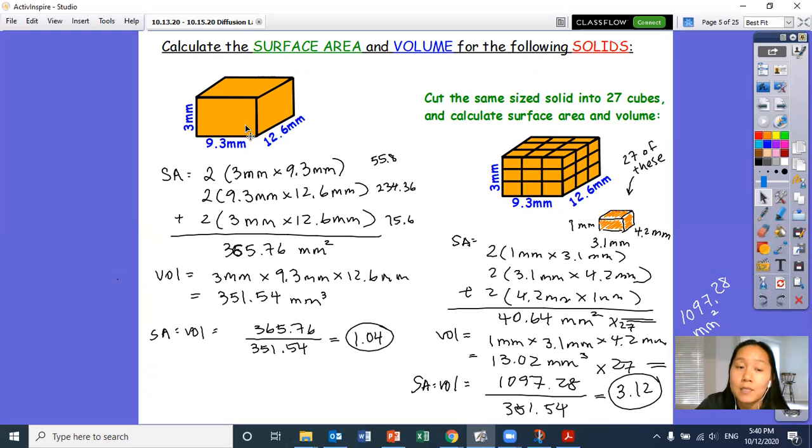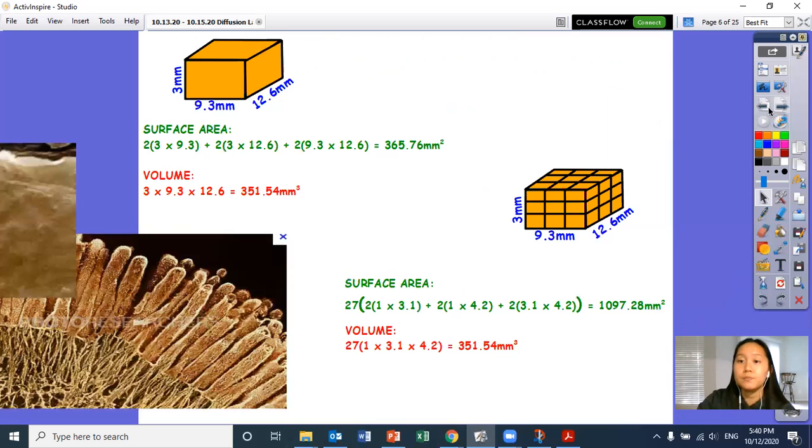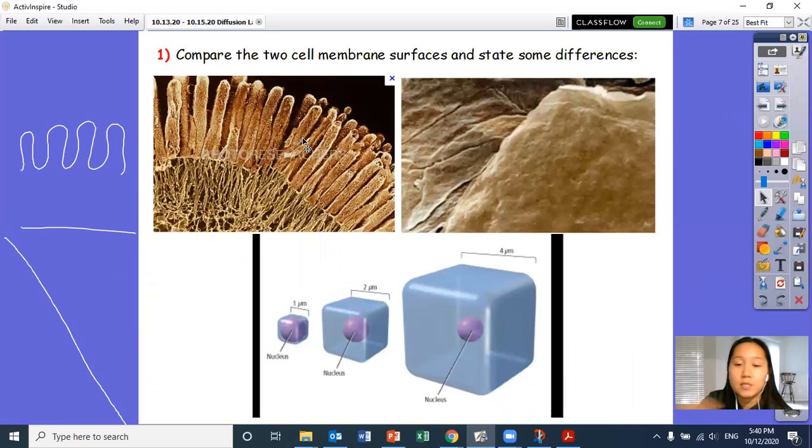And this is exactly what happens if a cell that is really, really big divides itself into 27 little cells instead of staying as one big cell. So the ratio is much better. And then more things are absorbed and more things are exchanged out as waste. So these are the calculations written again out for you. And that's basically what this comparison is right here.